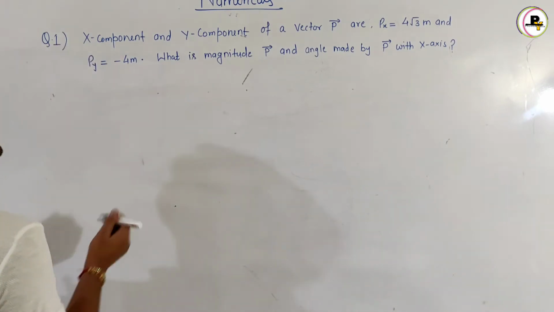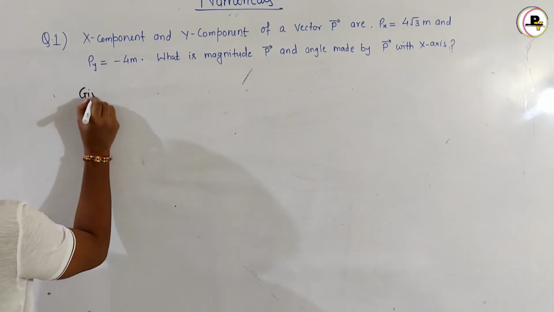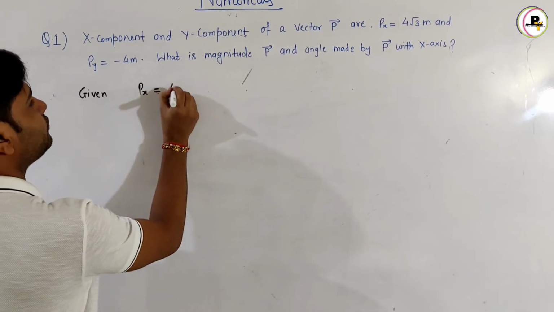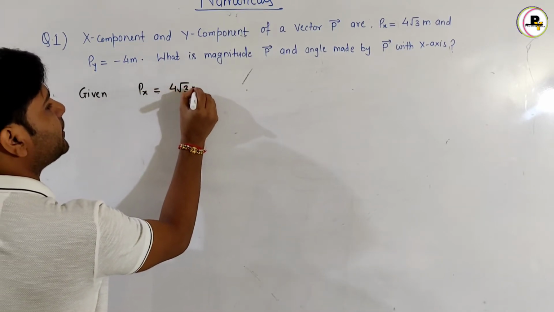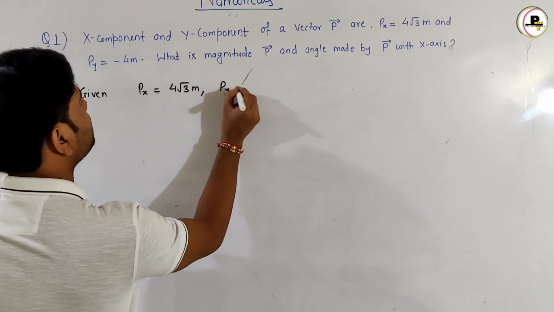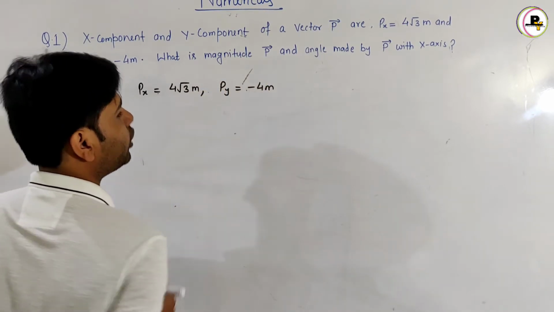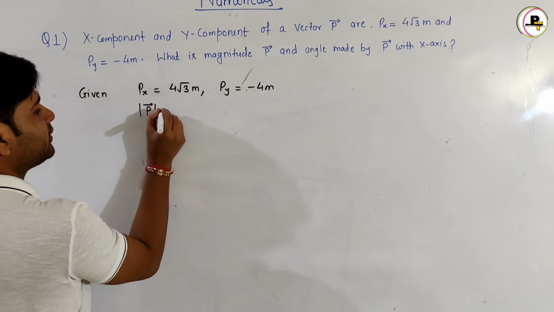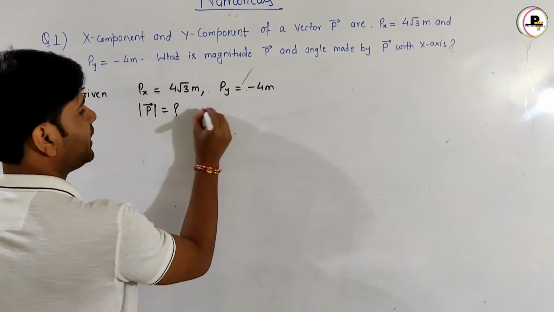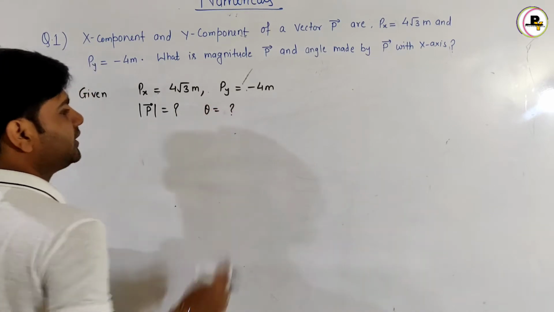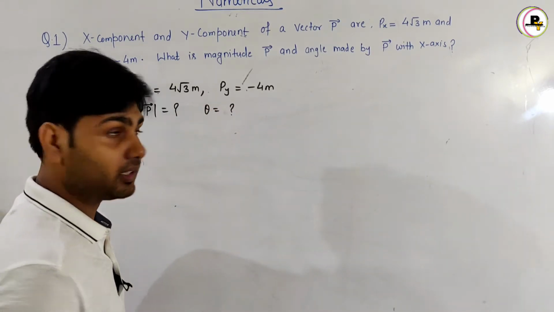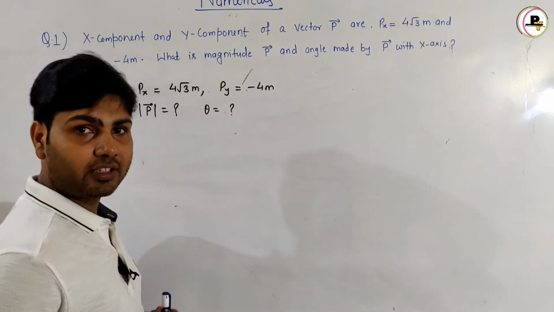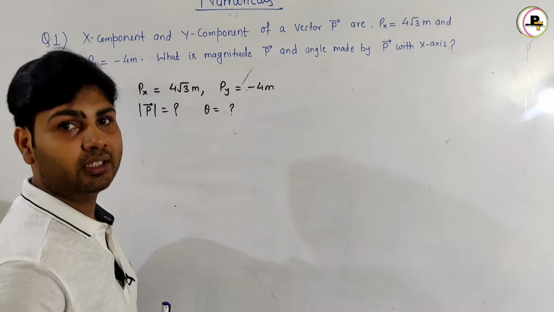So first of all, what is given? Here we have Px equals 4 root 3 meter and Py equals minus 4 meter. What do we have to find? We have to find the magnitude of the P vector, that is P, and the value of theta, that is the direction made by the resultant vector with the x axis.